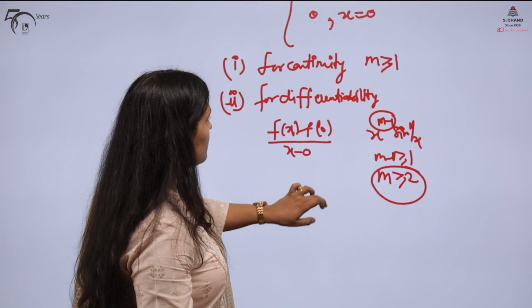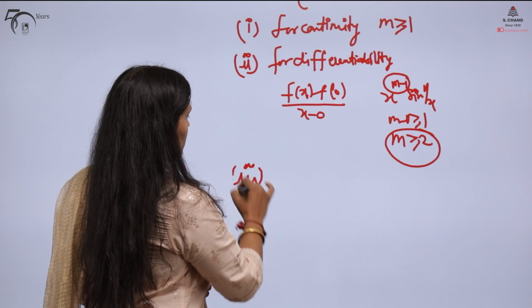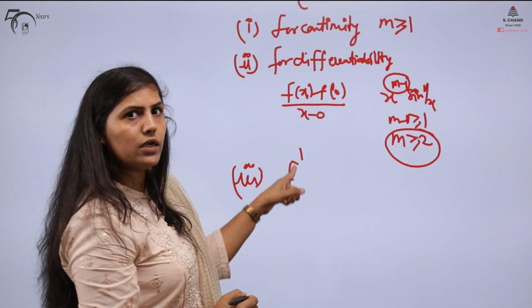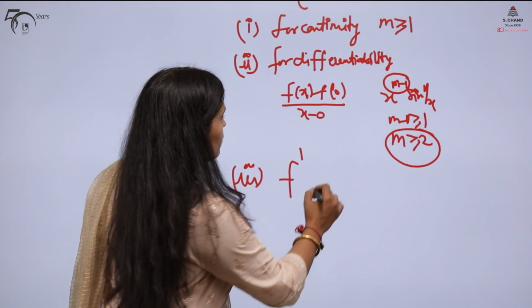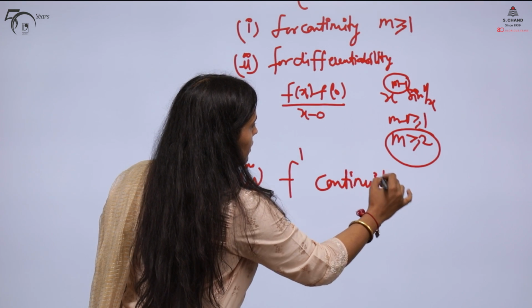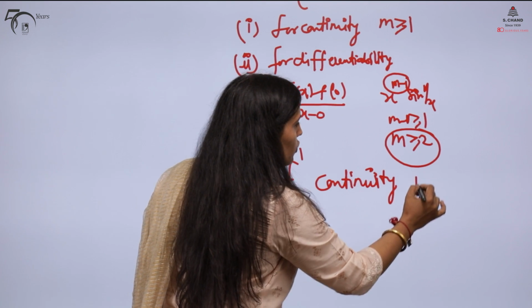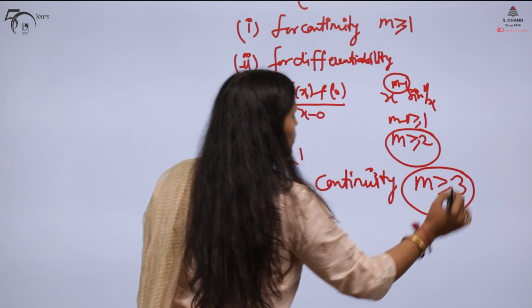Now, the last part, which I did in the last question: for f dash, what does it mean? Dash is the notation for the derivative. If you are checking continuity of f dash, what values of m should you take? You can learn it like this: it should be greater than or equal to 3.